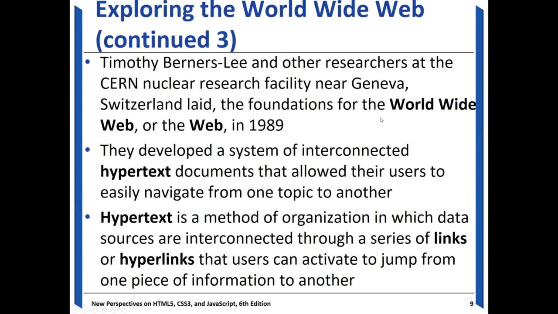Tim Berners-Lee developed the World Wide Web with other researchers at the CERN nuclear facility in Geneva in 1989. They developed hypertext documents that allow users to navigate from one subject to another. They were able to go from one place, clicking a link that took them to another document. Hypertext is a method of organization in which data sources are interconnected through a series of links, or hyperlinks, that users can activate to jump from one piece of information to another.